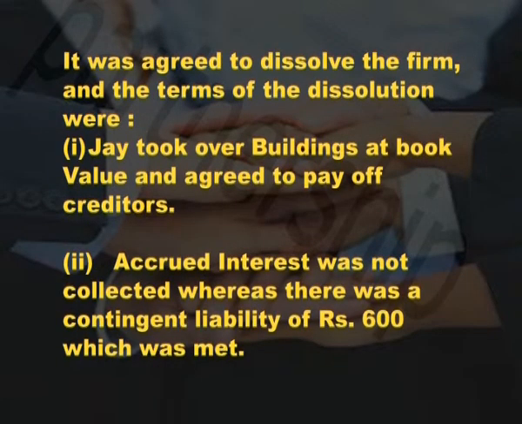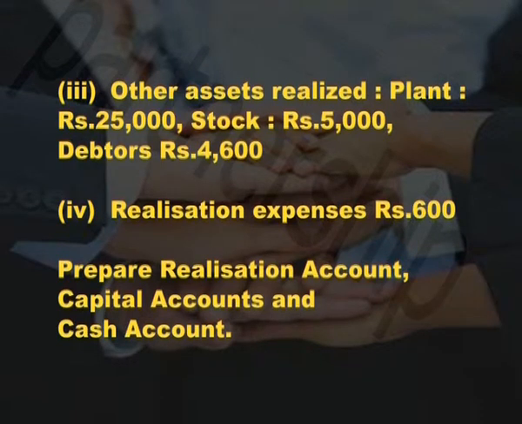It was agreed to dissolve the firm, and the terms of the dissolution were: the first one, Jay took over buildings at book value and agreed to pay off creditors. Second one, accrued interest was not collected, whereas there was a contingent liability of rupees 600 which was met. The third one, other assets realized: plant rupees 25,000, stock rupees 5,000, debtors rupees 4,600. The fourth one, realization expenses rupees 600. Now prepare realization account, capital account and cash account.